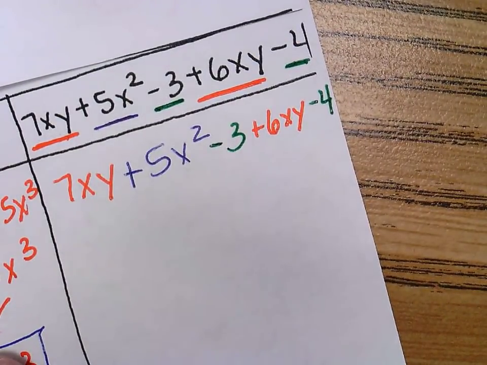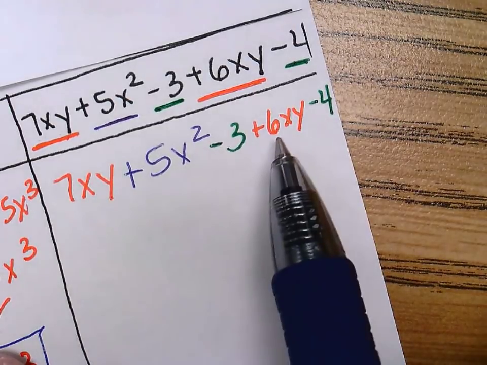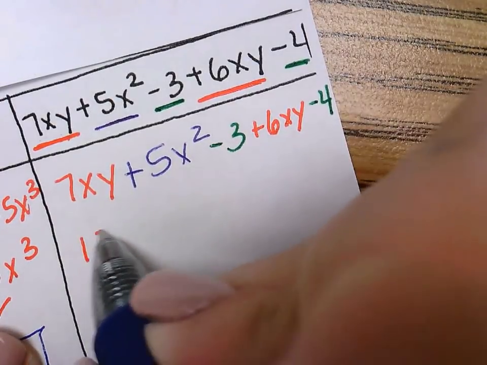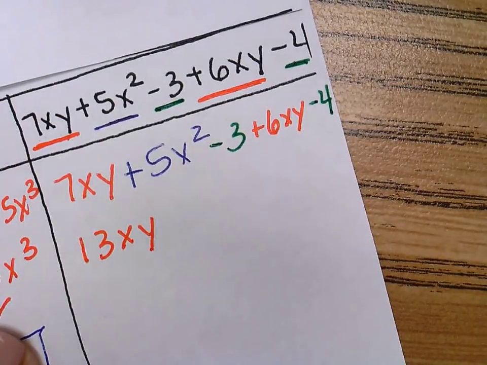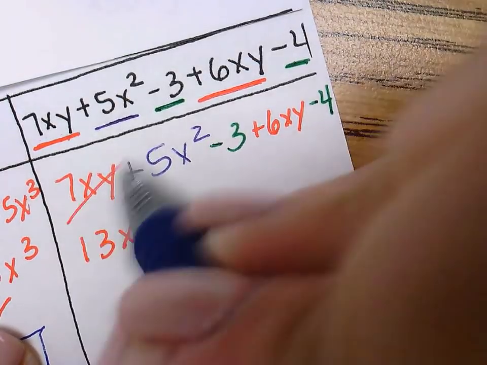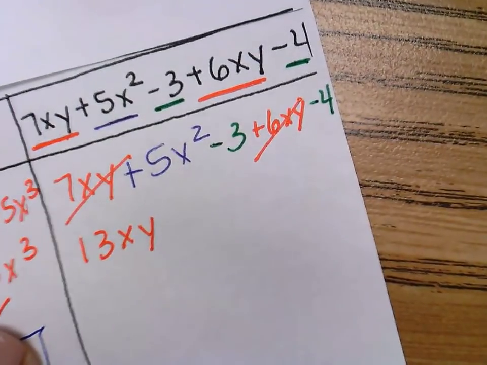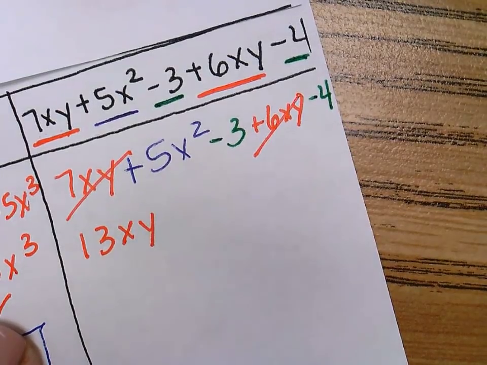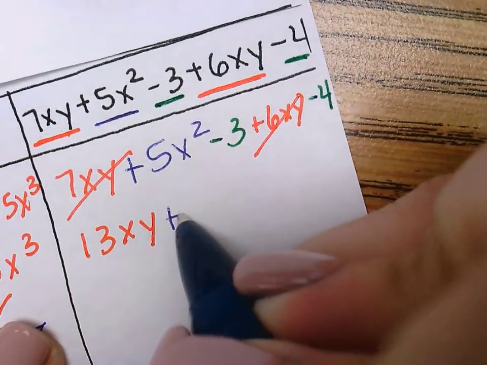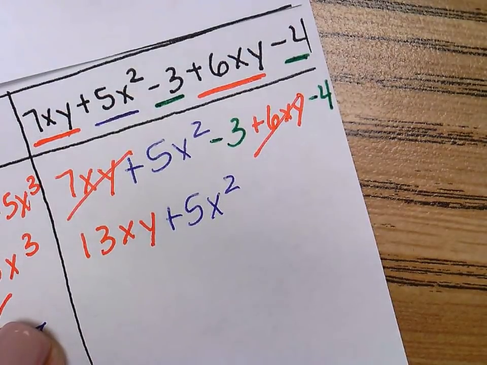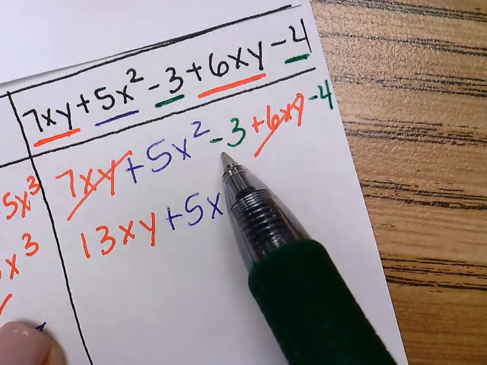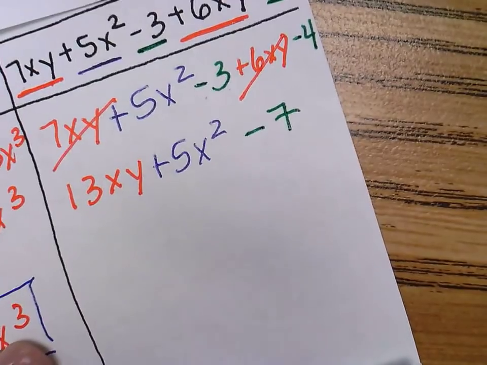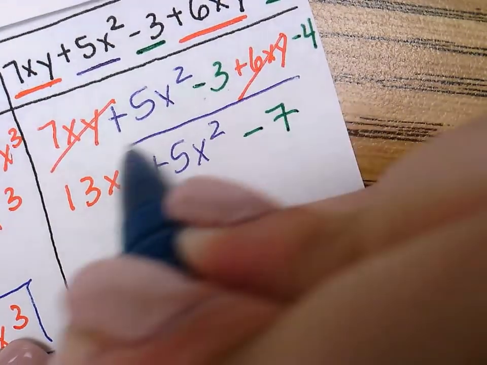Now I just combine them. 7xy plus 6xy, or 7 watermelons plus 6 watermelons, is the same thing as 13 watermelons. And if you want to cross them out, because that helps you visualize better, go right ahead. And then I can combine, or actually I can't combine my blue with anything. So I just bring my blue down, plus 5x squared. And then I can combine my green. Negative 3 minus 4 is just negative 7. And that is my final answer right there.